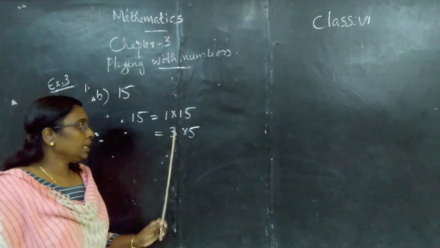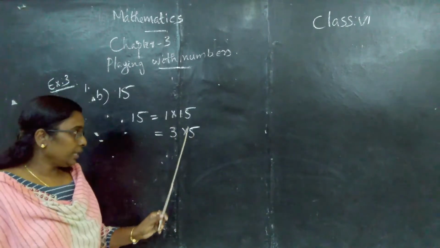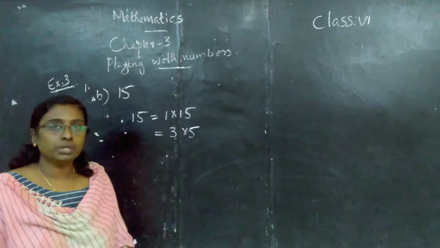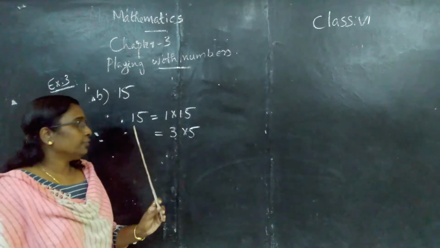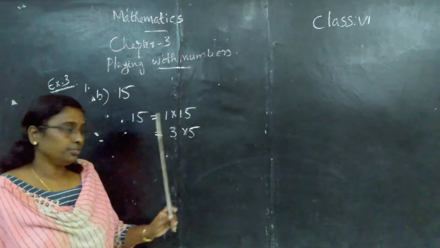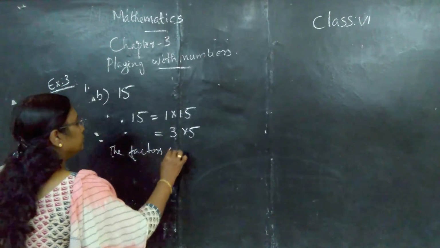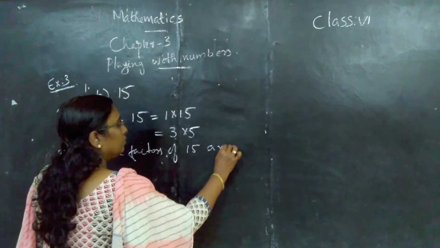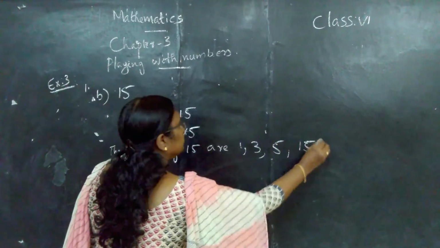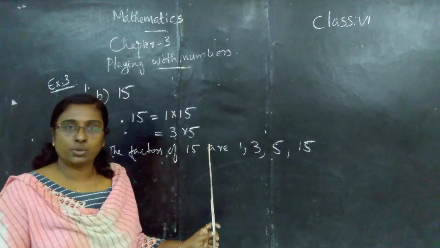1 into 15, 3 into 5, and 5 into 3 is the same as 3 into 5. So, these two are the possible ways of representing 15 as a product of two numbers. Okay, so from this, the factors of 15 are 1, 3, 5 and 15. What are the factors? 1, 3, 5 and 15. Okay. In this way we can find the factors of a given number.